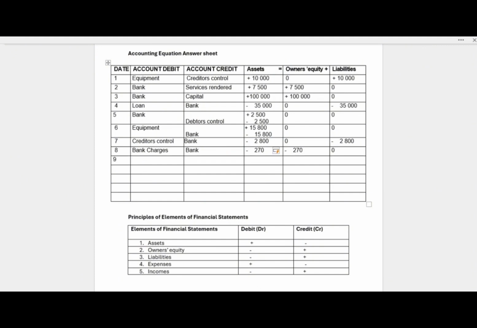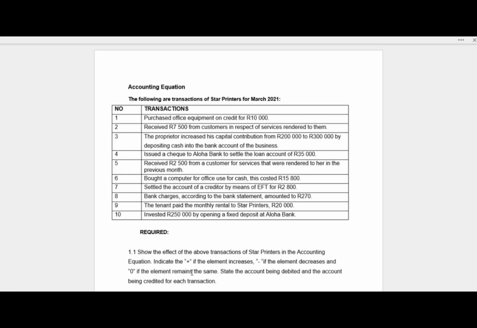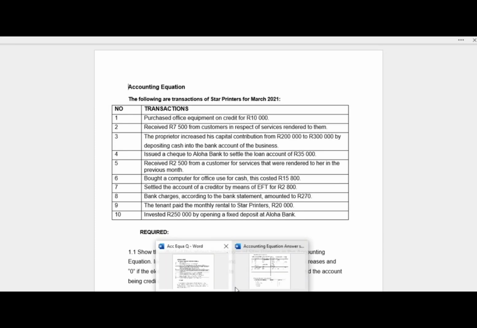And then let's go to the next transaction. Transaction number 9, they say the tenant paid the monthly rental to Star Printers 20,000. So you are receiving money from your tenant here. So it's money for rental. So this is two accounts affected. It's going to be rent income and bank, or you can say rent received and bank. Rent received or rent income and bank.